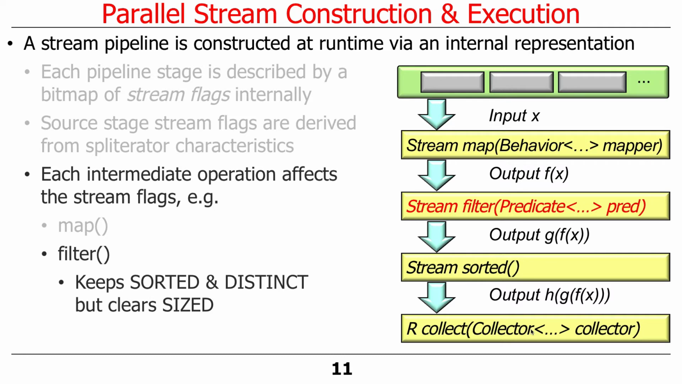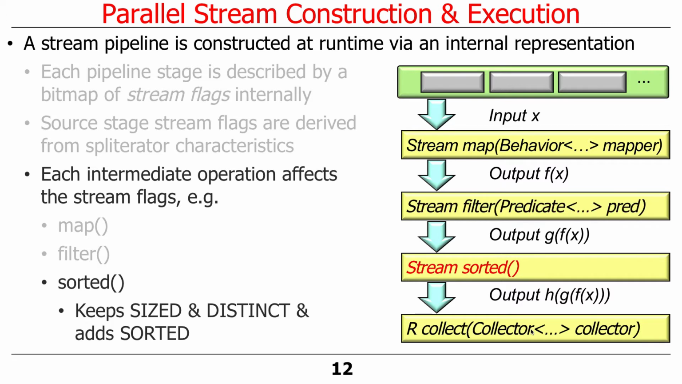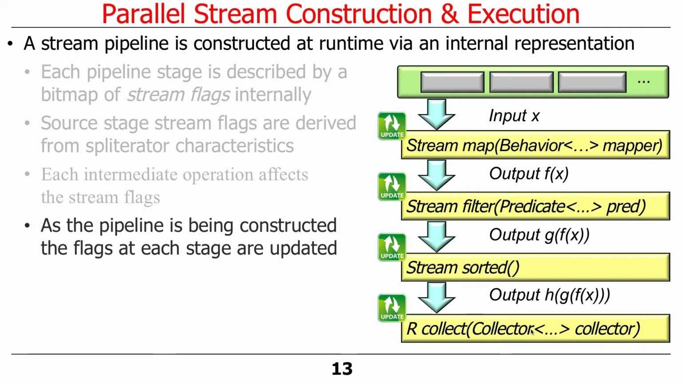Filter keeps sorted and distinct because it doesn't actually change the contents, but it may produce a smaller number, so it's no longer sized, right? Because it may be less, so it isn't the same size, and you don't really know how big it is per se. Sorted keeps sized and distinct and adds sorted. So it doesn't remove any elements or add any elements, hopefully, unless it's buggy. And the elements are distinct. If they came in distinct, they'll remain distinct, but it adds sorted.